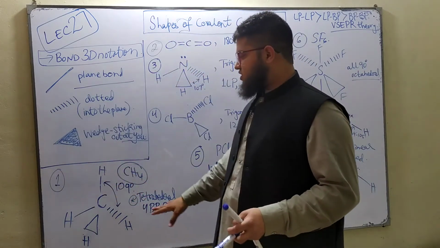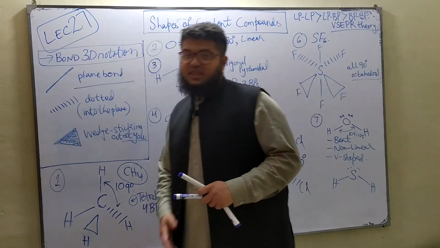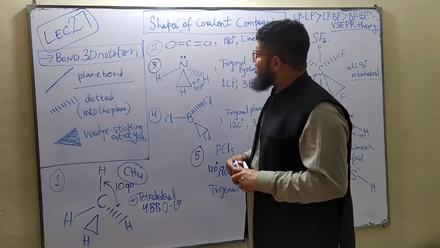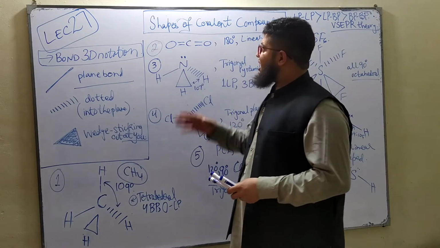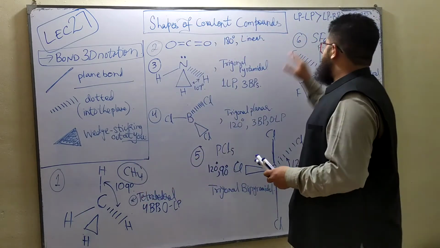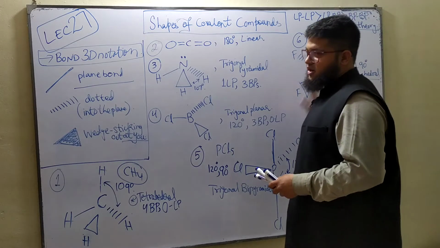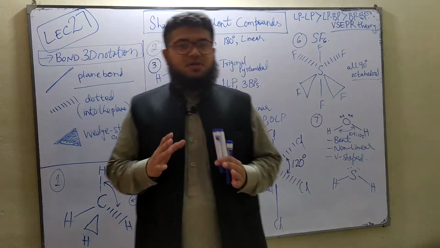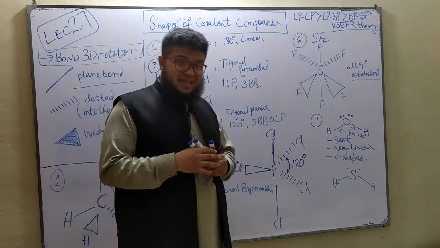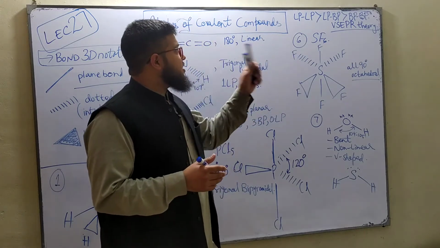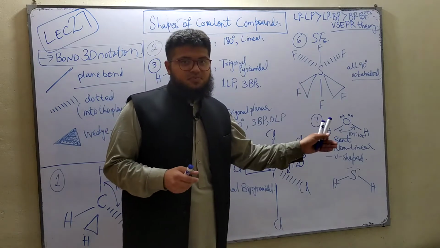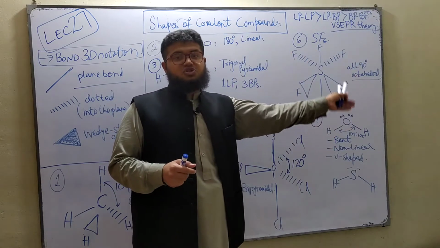Now coming to the first example, methane gas. Basically, the shapes of molecules that we are going to study are derived from a theory known as the valence shell electron pair repulsion theory, also called VSEPR. VSEPR theory states that the lone pair repulsion is the greatest, followed by the lone pair bond pair repulsion, and the bond pair repulsion is the least.